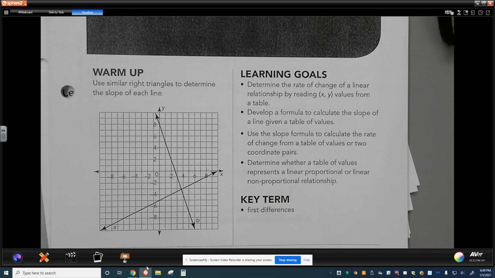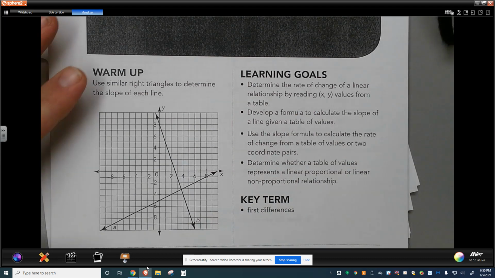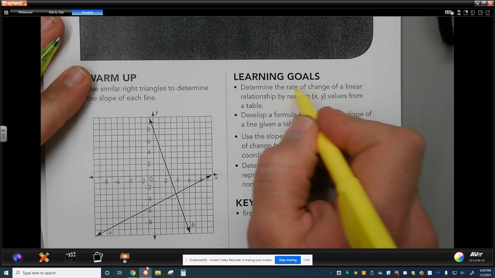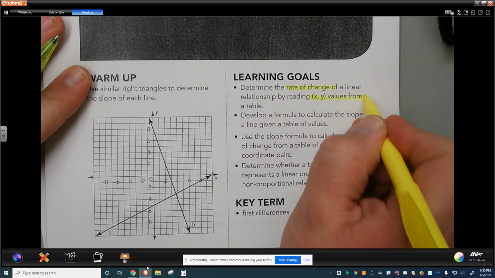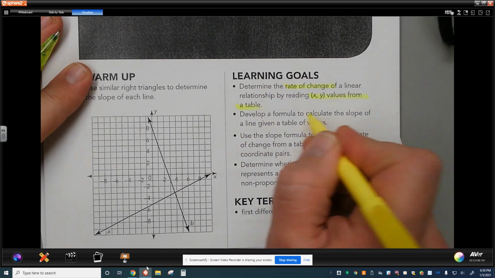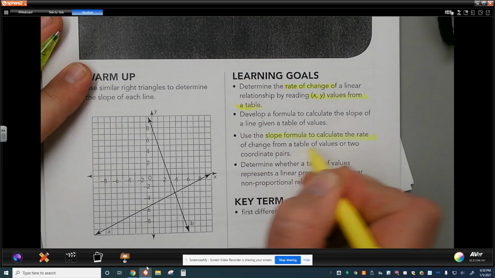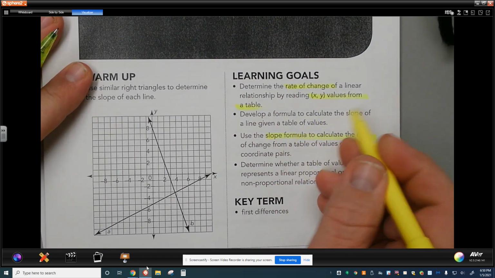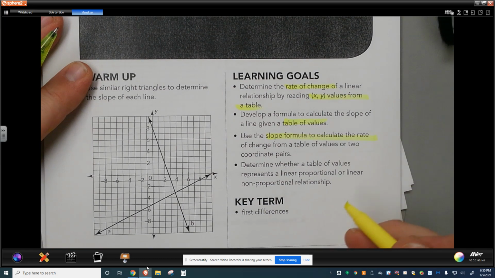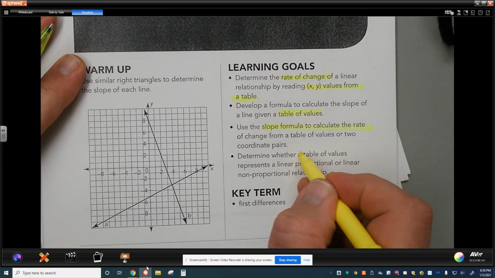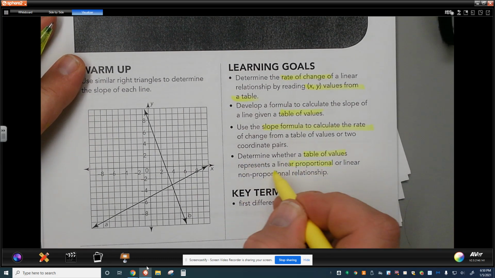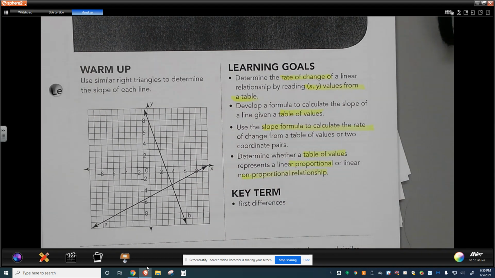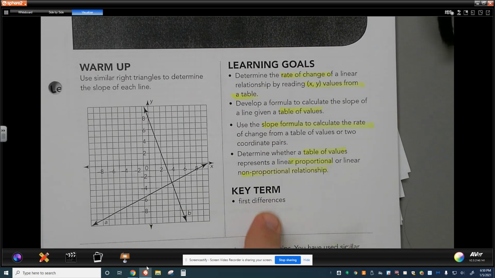As a warm-up, what we're after with our learning goals is we really need to understand that the rate of change is read from the x and y values from a table. We're going to be looking at the slope formula for how we calculate the slope of any table of values, and then we're going to figure out if a table of values is proportional or non-proportional. We're also going to find out if a table of values is linear or not. So we're going to go ahead and review those things. We're also going to be introduced to a term called first differences. We'll see how that works out.